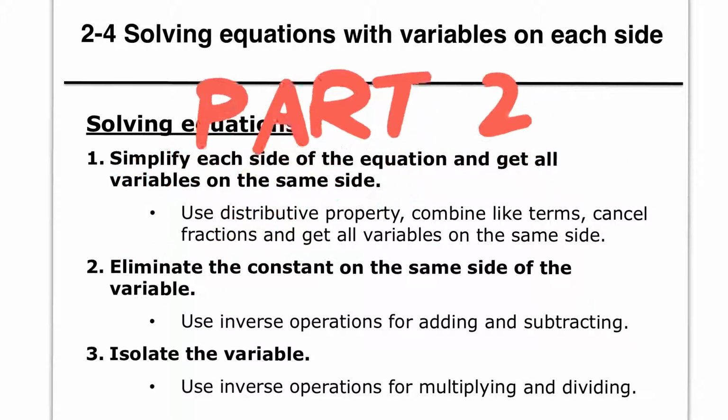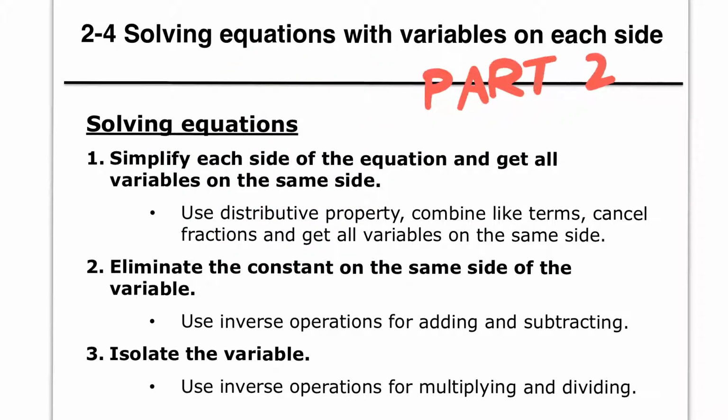Before we actually do some examples, I do want to go over the steps that I like to use when I solve an equation. Let's review those 3 steps. Step number 1, we want to simplify each side of the equation and get the variables on the same side. What do we have to do?